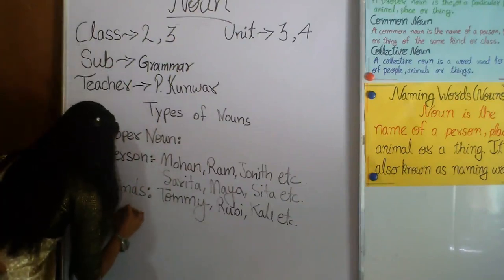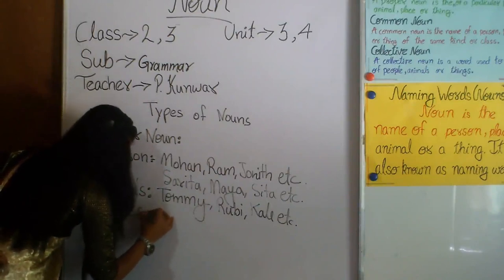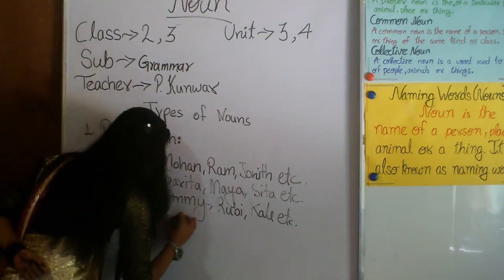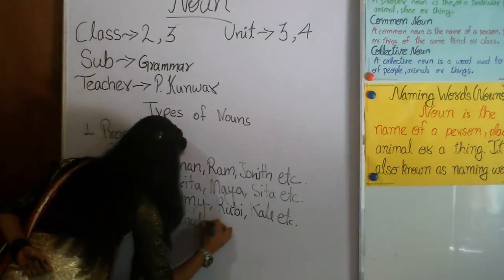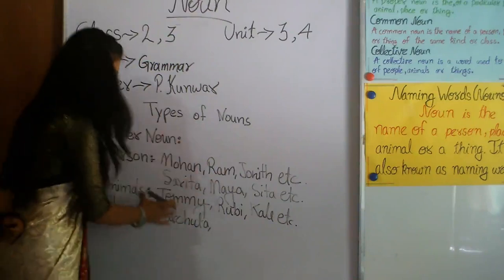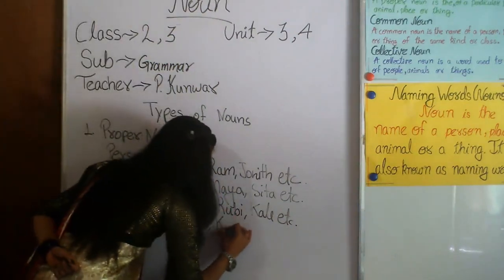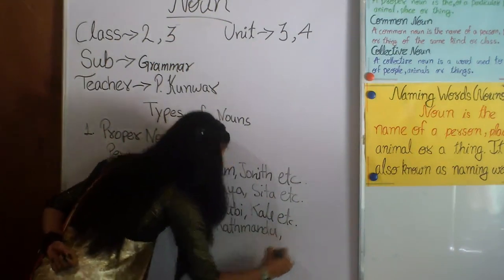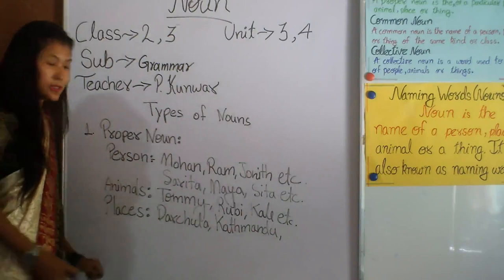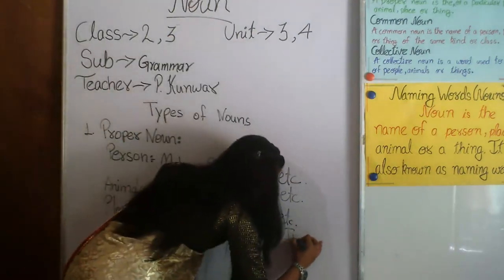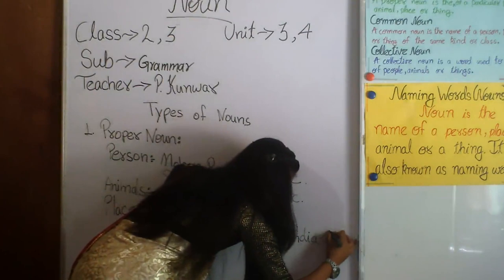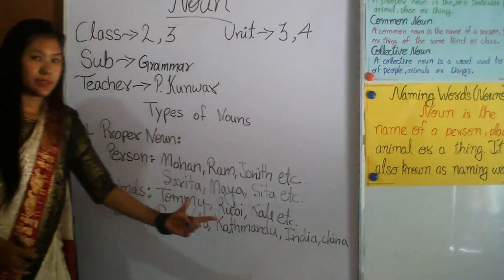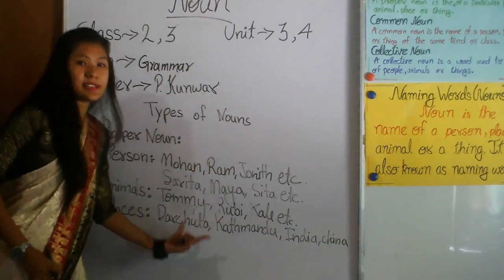Names of places like Darchula, the name of a place. Kathmandu is also the name of a place. Likewise, India, China are also names of particular places.